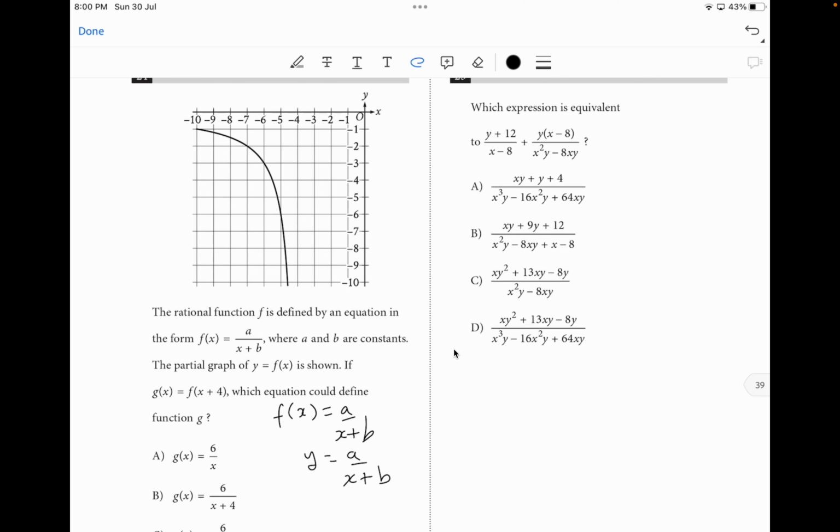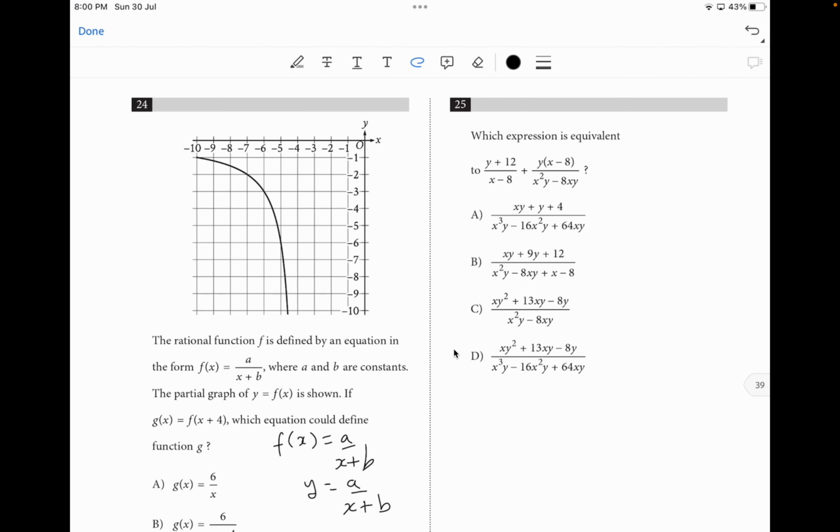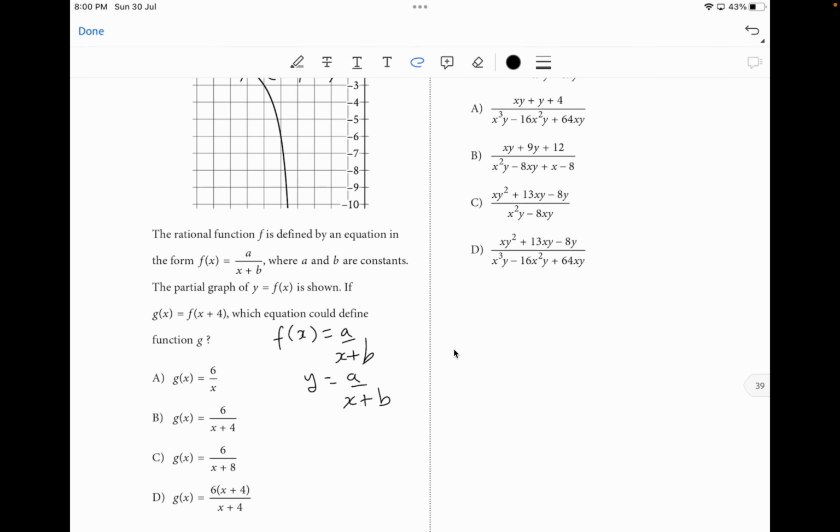Now we also know that the graph is passing through some points. In this case, we can use some of the points here from the graph. We can use this point here. We're going to take one point here, and this is going to be -7, -2. We're going to use this point -7, -2.